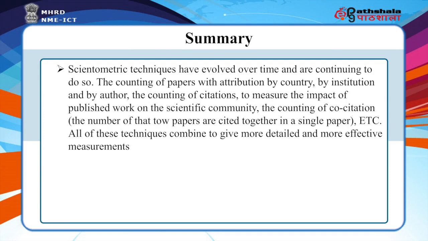Scientometric techniques have evolved over time and are continuing to do so. The counting of papers with attribution by country, by institution, and by author, the counting of citations to measure the impact of published work on the scientific community, and the counting of co-citations, which is the number of times two papers are cited together in a single paper. All of these techniques combine to give a more detailed and more effective measurement.